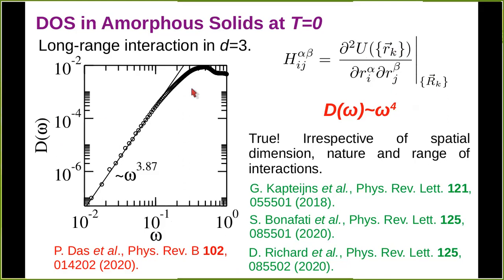Clearly, the density of low frequency states follows the universal law D(ω) versus ω^4, similar to the short range interaction, for the case with long range interaction in d = 3. Now, if we combine the results from all these 4 papers, what we can say is that the density of low frequency quasi-localized modes follows the universal law D(ω) versus ω^4, irrespective of spatial dimension, nature, and range of interactions at temperature T = 0.